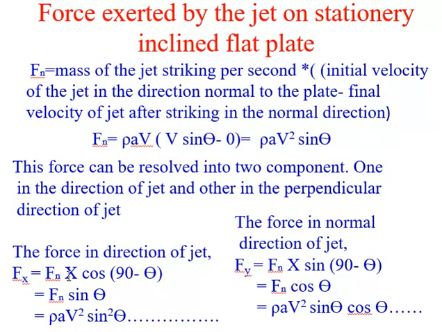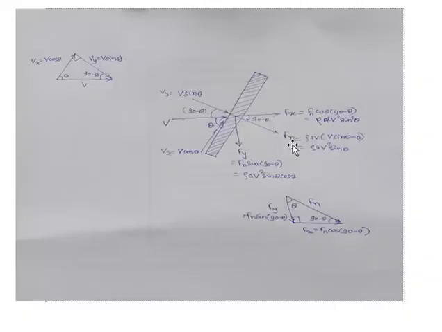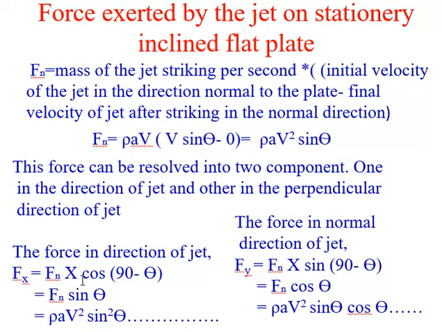Then, from this figure, we know Fn into sin(90 minus theta) means cos theta, and Fn into cos(90 minus theta) means sin theta. Directly put these values in the equation: Fx is equal to Fn into sin theta, and Fy is equal to Fn into cos theta. Finally, we know the value of Fn, that is rho a v square sin theta, so Fy is rho a v square sin theta into cos theta.